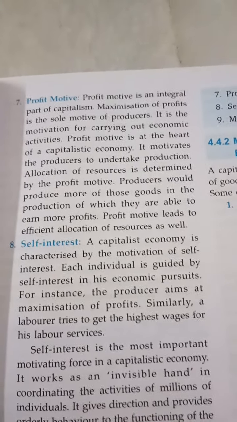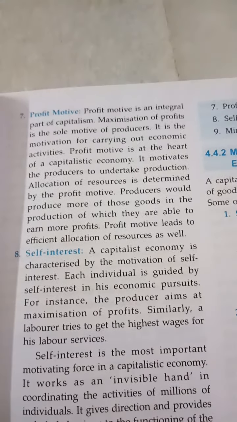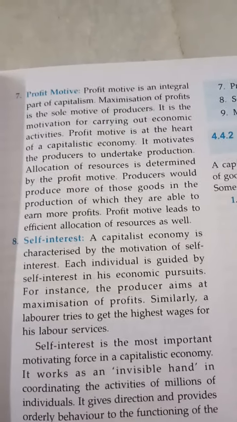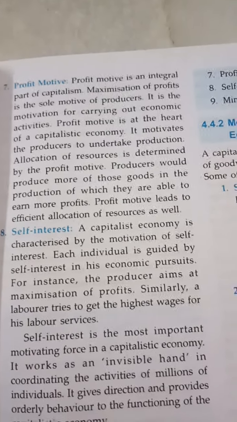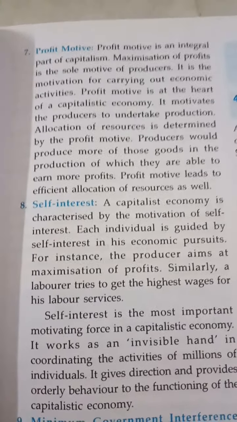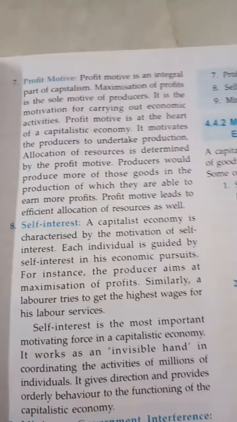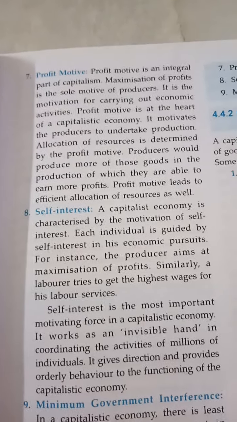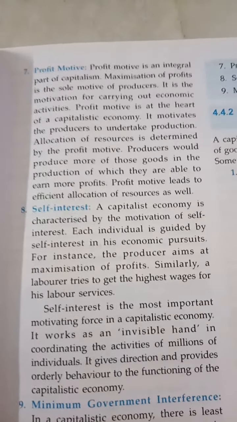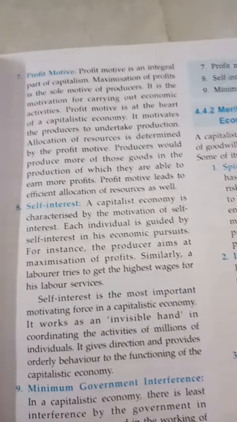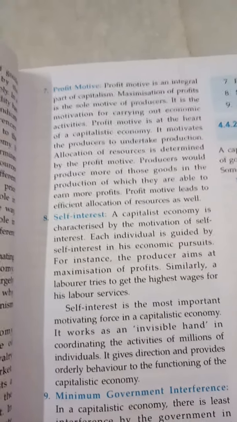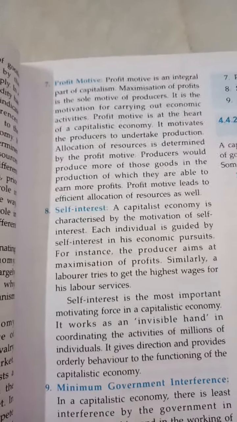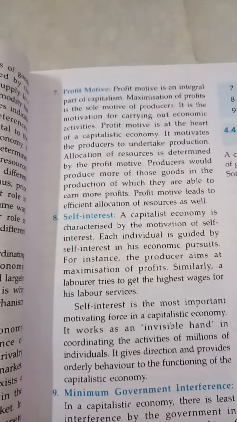Maximization of profit, that is the ultimate motto, the ultimate objective of all the producers in a capitalistic economy. Next, self-interest. As all people are private individuals, all resources are owned by private individuals, there is competition. Therefore, every individual in a capitalistic economy works to fulfill self-interest.